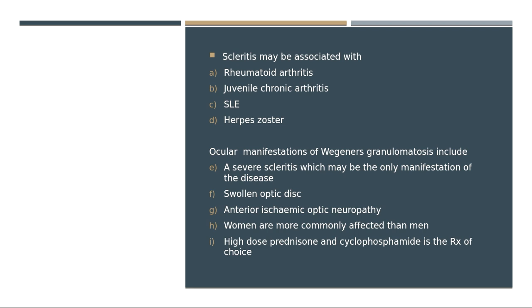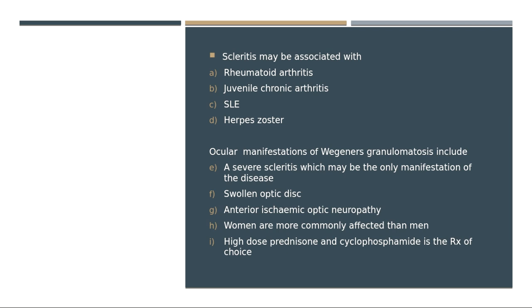I don't know if we need to go through this, because I think you need to do some reading before we do this one. Ocular manifestations of Wegener's: a severe scleritis, which may be the only manifestation of the disease. Is that true? It's true. Can you get optic disc edema? True, because it can cause a scleritis, yes. Do you get anterior ischemic optic neuropathy? I'll answer that for you.